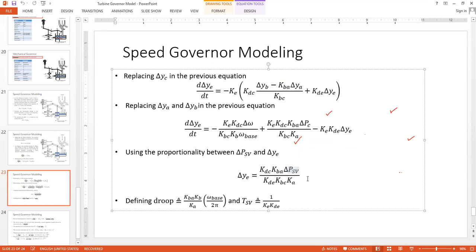Then we define a new term, that is droop. Can anyone tell what droop is for a governor or for a synchronous generator governor? What is droop? Not the damping droop.